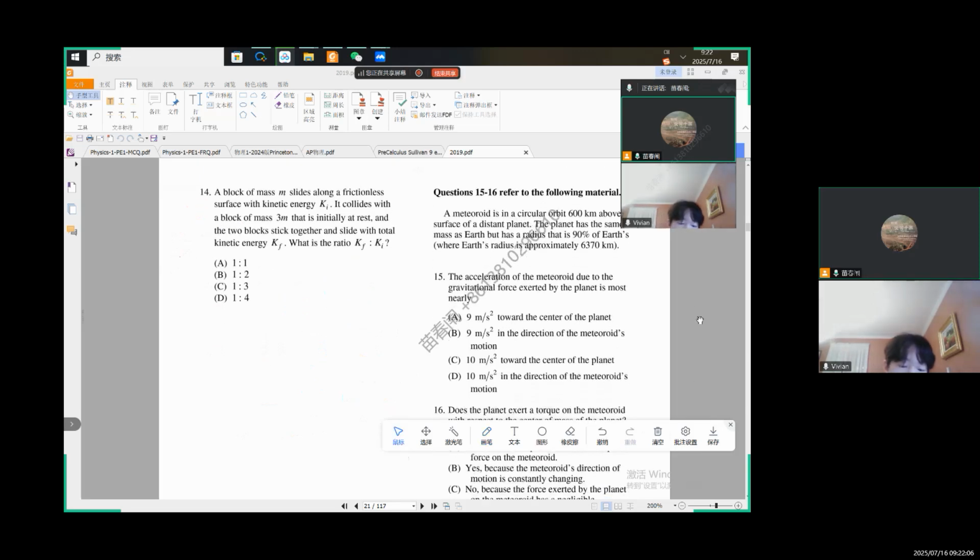Let's do 15. A meteoroid is in a circular orbit 600 kilometers above the surface of a distant planet. The planet has the same mass as Earth, but a radius 90% of Earth's. The acceleration of the meteoroid due to gravity is most nearly... exerted by the planet on the meteoroid due to gravity. 90% of Earth. Same mass, but different radius.